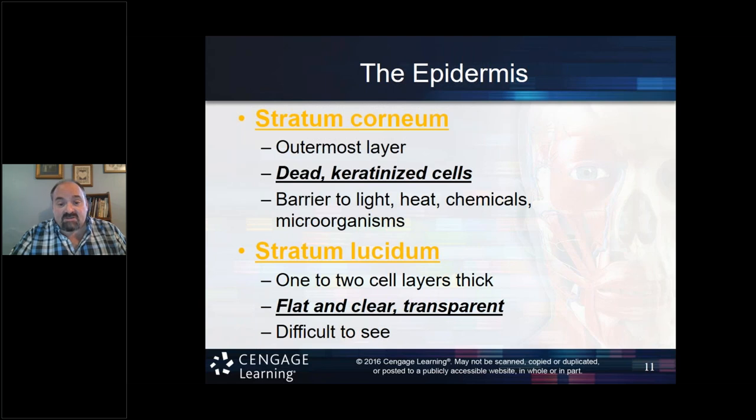Right? The stratum lucidum, again, is only present within the five layers of thick skin on the palms of your hands and the soles of your feet. Only a very thin layer, right? 1 to 2 cell layers thick, okay? Flat, clear. If someone is lucid in their thinking, they're clear in their thinking. So that's why we call this the flat, clear, transparent layer, the stratum lucidum.